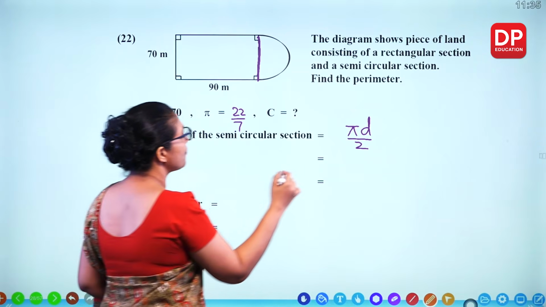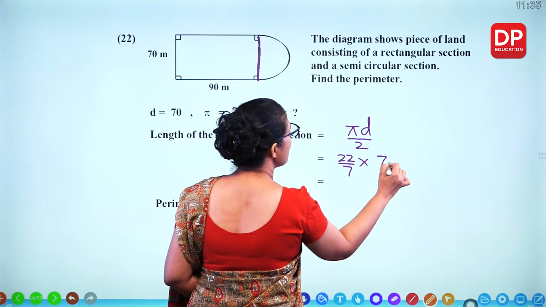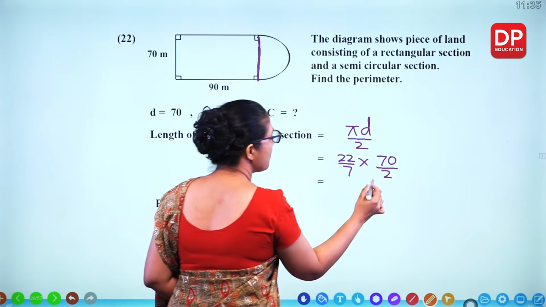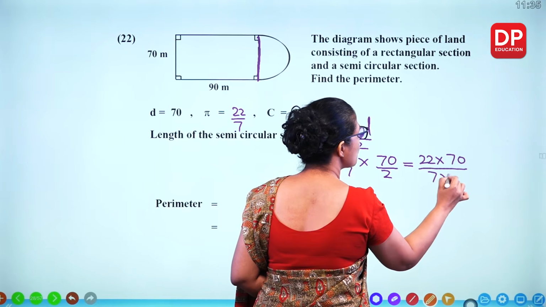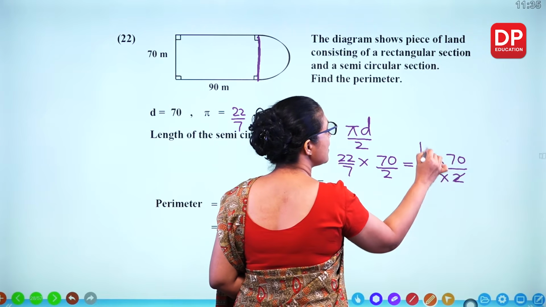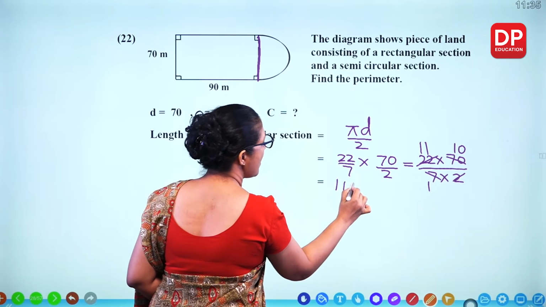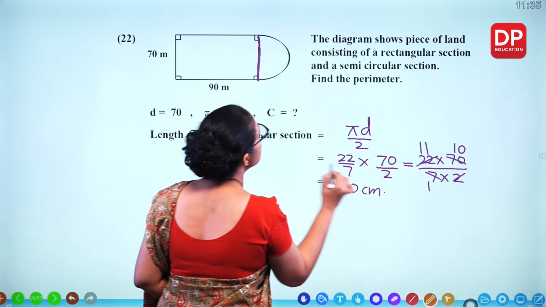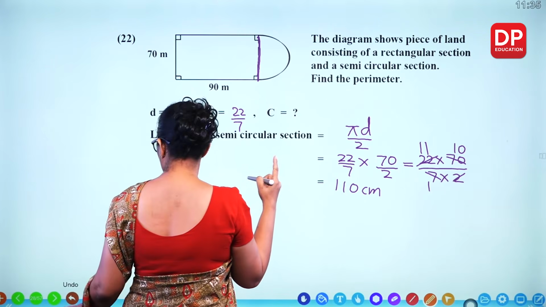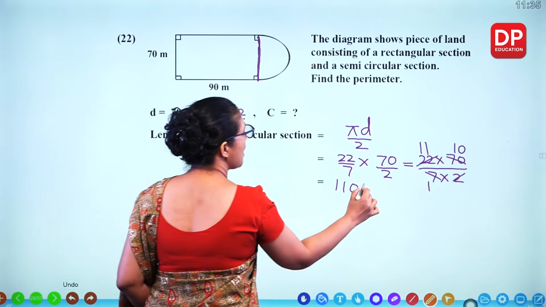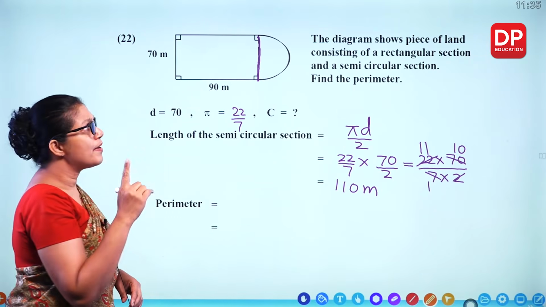divided by 2. So 22 over 7 and d is 70 and 2 is there. So 22 times 70 over 7 times 2, 2 times 11 here, 7 times 10. 11 times 10 is 110. This is meters. 110 meters. Now, what's the perimeter?